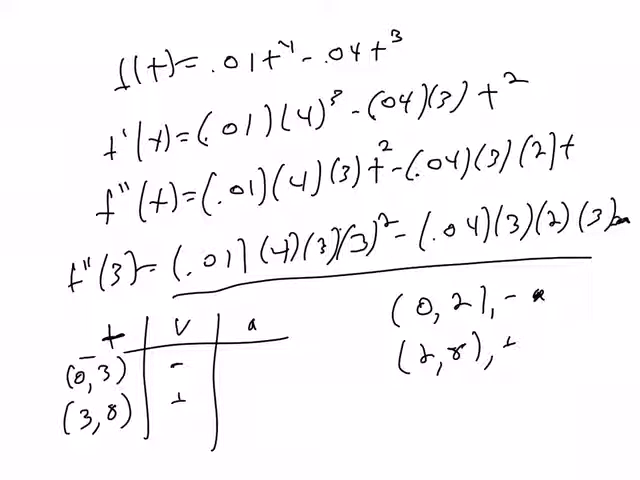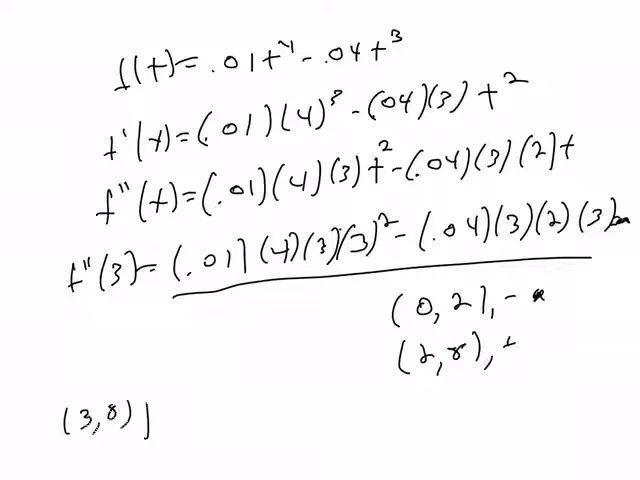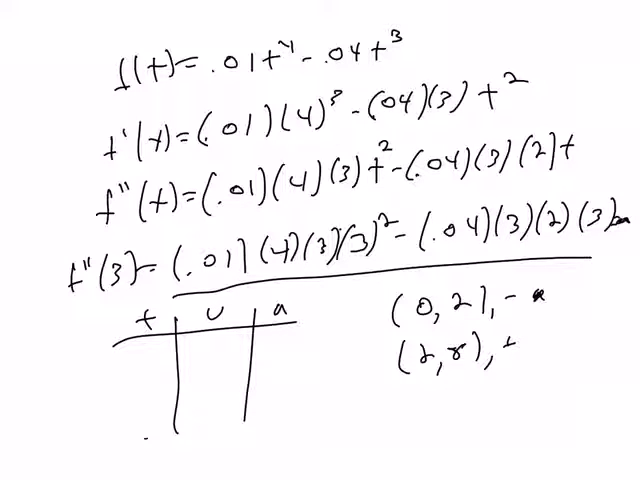So let's just add some components to our table. We're going to have velocity and acceleration. From 0 to 2, we're going to have negative velocity and negative acceleration. From 2 to 3, we're going to have negative velocity and positive acceleration, and then from 3 to 8, we're going to have positive for both. So over here, we're speeding up, slowing down, and speeding up again.